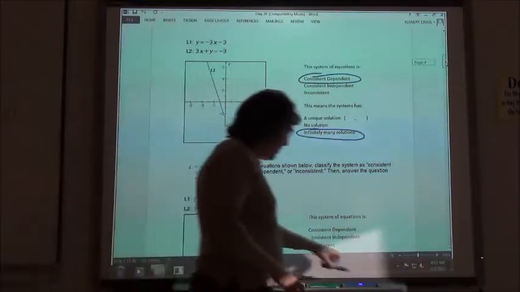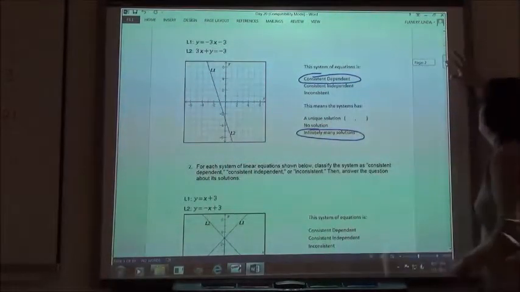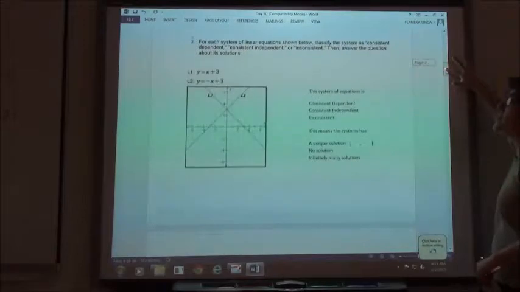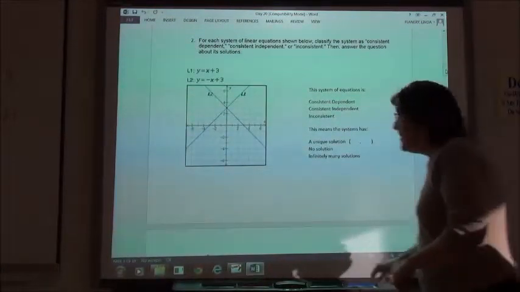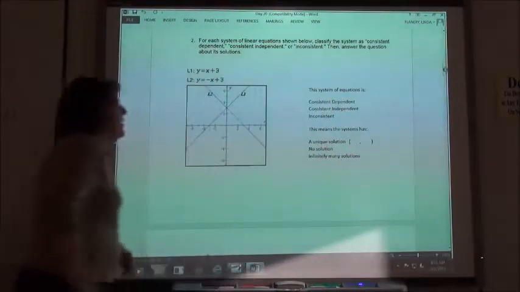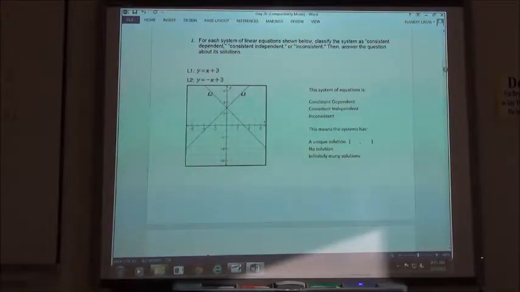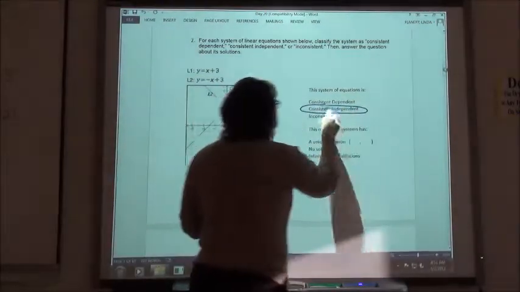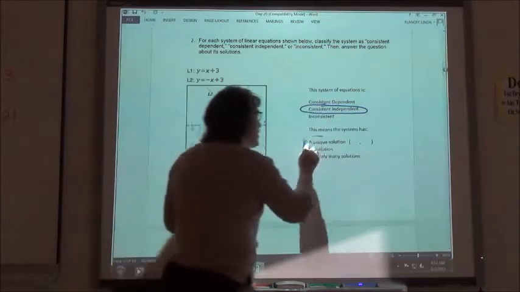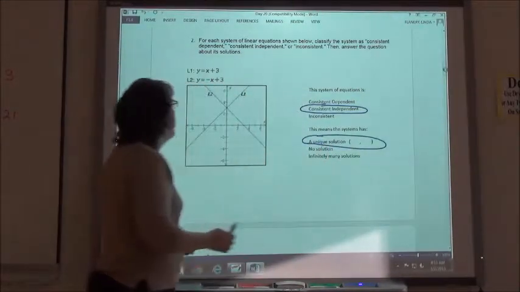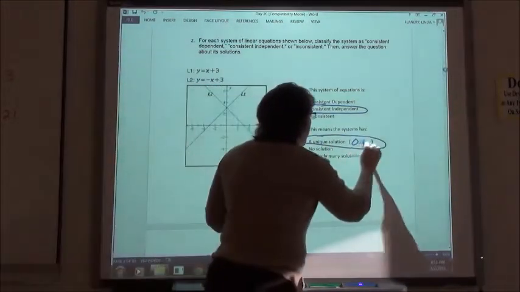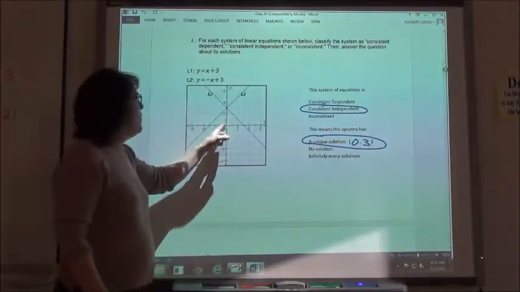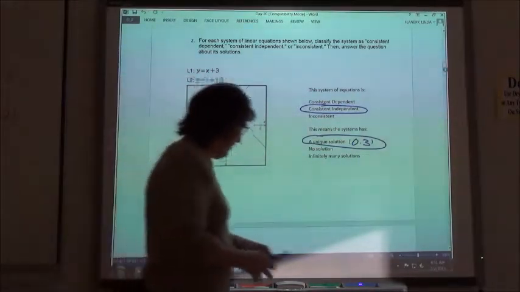So number 2, same thing, picking out what kind of system we have and how many solutions. So the first one there, that system is which kind? Consistent independent, because they have one solution, and its unique solution is what point? 0, 3. Zero over, up 3, where it touches the graph.